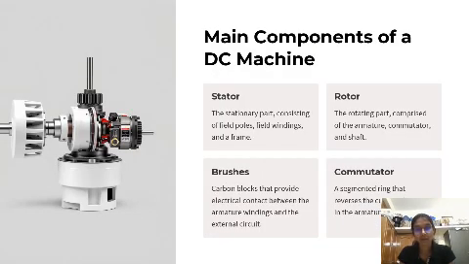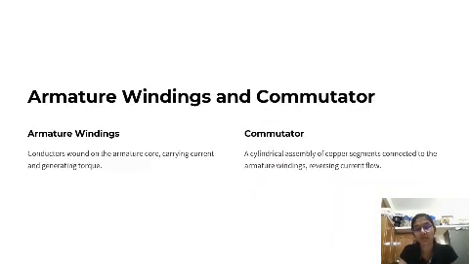Next, main components of DC machines. Stator: the stationary part consisting of field poles, field windings, and a frame. Rotor: the rotating part comprised of armature, commutator, and shaft. Brushes: carbon blocks that provide electrical contact between the armature winding and the electrical circuit. Commutator: a segmented ring that reverses the current direction in the armature windings is called the commutator.